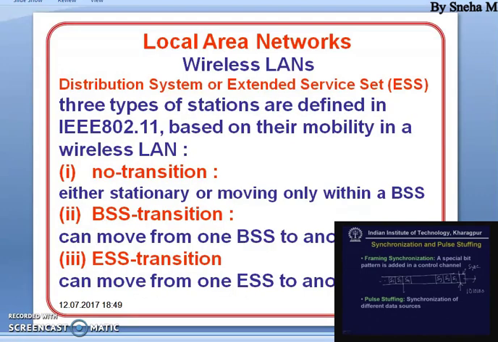The IEEE 802.11 standard defines three types of stations based on their mobility in a wireless LAN. One is no transition. Here the stations are either stationary or moving only within a particular BSS. The second one is BSS transition. Here the stations can move from one BSS to another. The third one is ESS transition. Here the stations can move from one ESS to another.